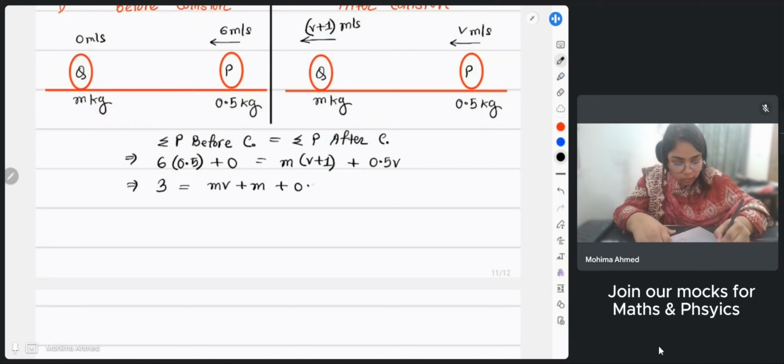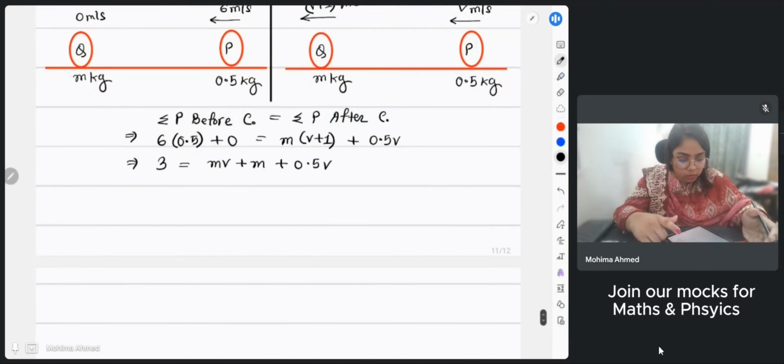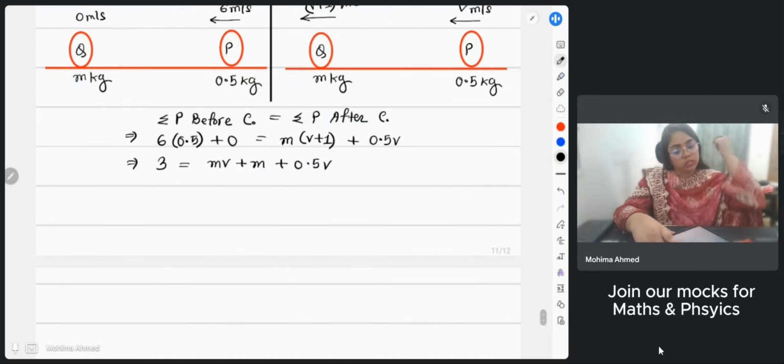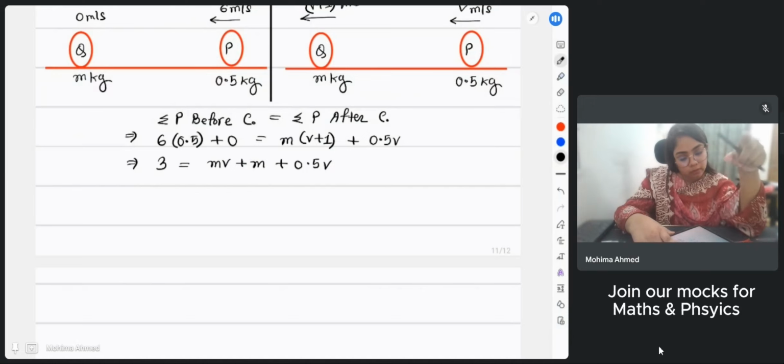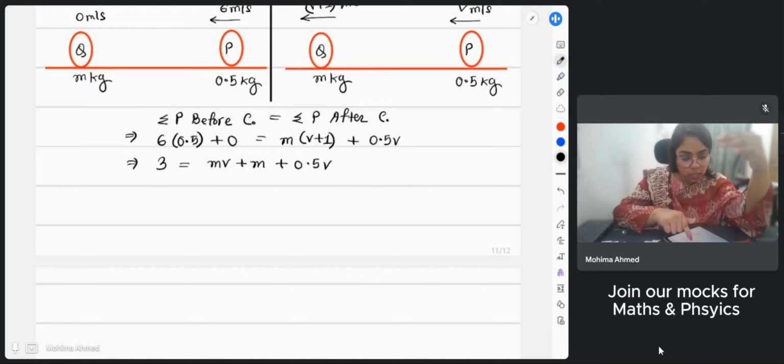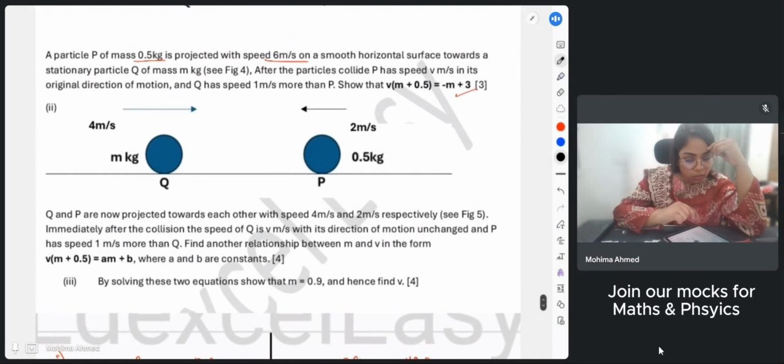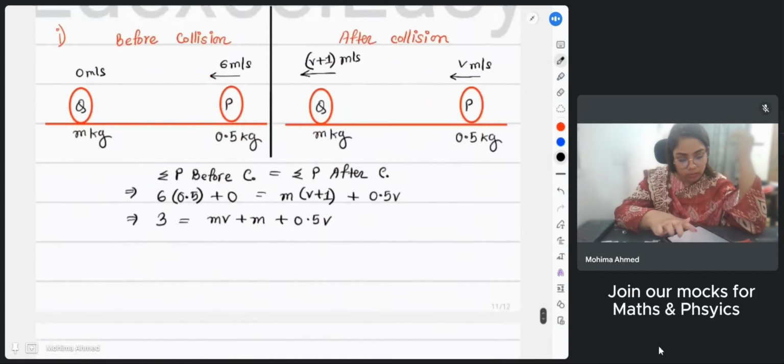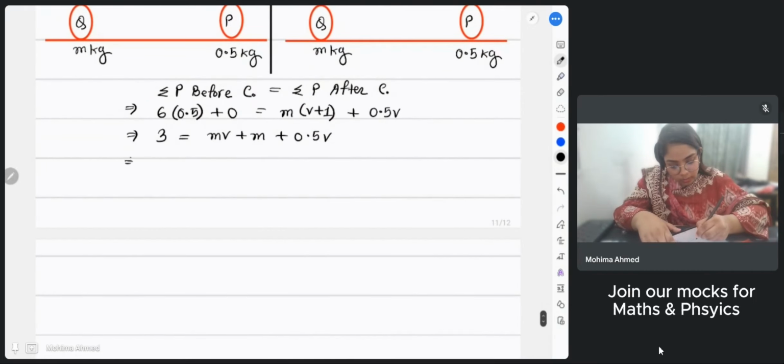So what I'm trying to do is take every v to one side and every m to the other side. Because in this case, we want to show v equals (3 minus m) over (m plus 0.5), right? Okay. So yeah, I'm just going to take 3 minus m, and then on the left hand side, I'm going to be left with m plus 0.5 v. I'm going to flip it and make v the subject, which is m plus 0.5.